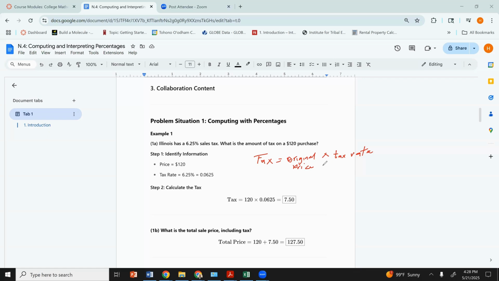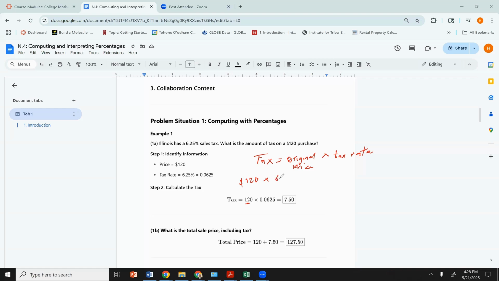So this will give us the tax amount that needs to be paid. So we can do that. We'll say tax is equal to the original price, which is 120, times the tax rate, which is the same as saying 120, which is the original dollar amount, times the 6.25%.